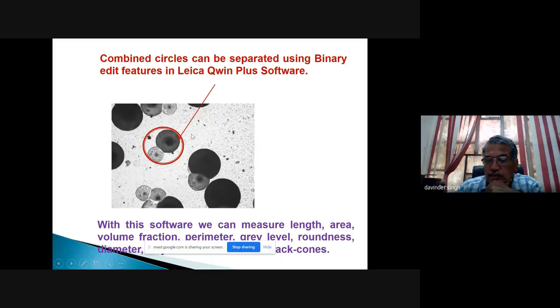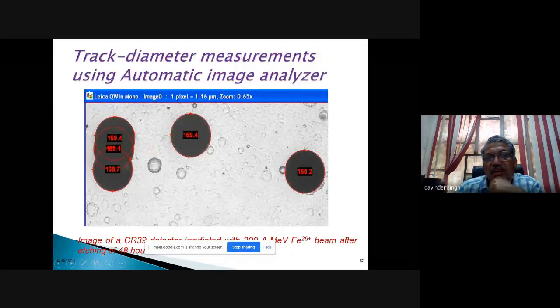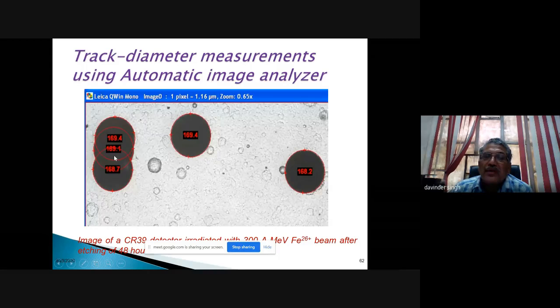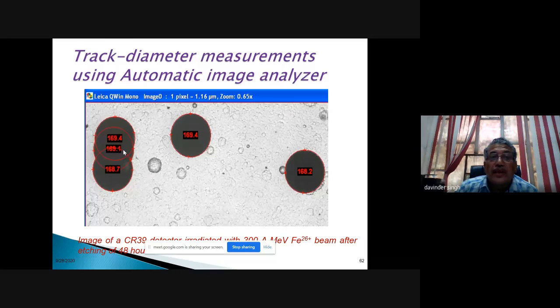You can do very accurate measurement of different pixels and different ideas. This is all automatic measurement of the tracks. Okay, so up to plus minus 1 micron is very good resolution, but here they are giving 0.4 and 0.1. This is all an example, but with some error. So that's why you say approximately plus minus 1 micron is there.